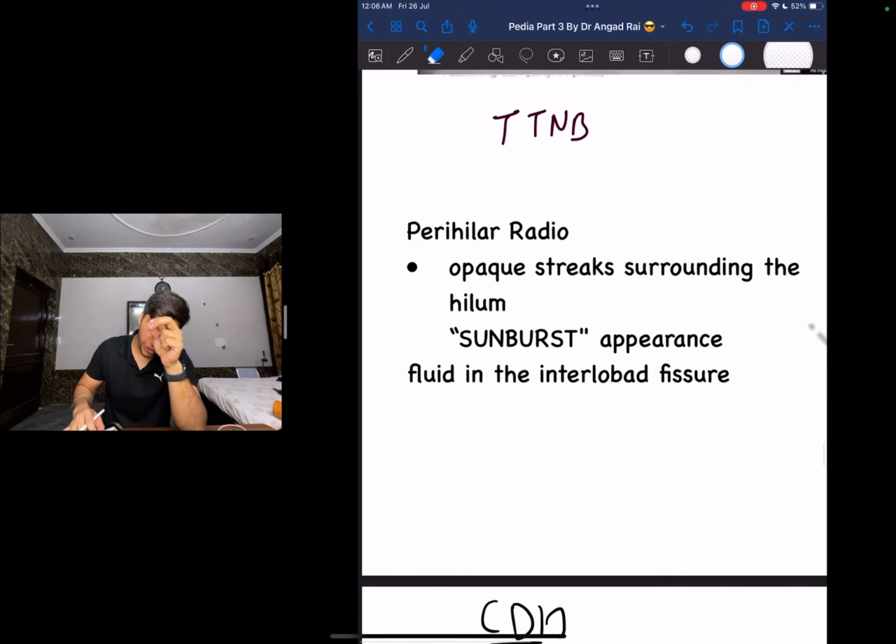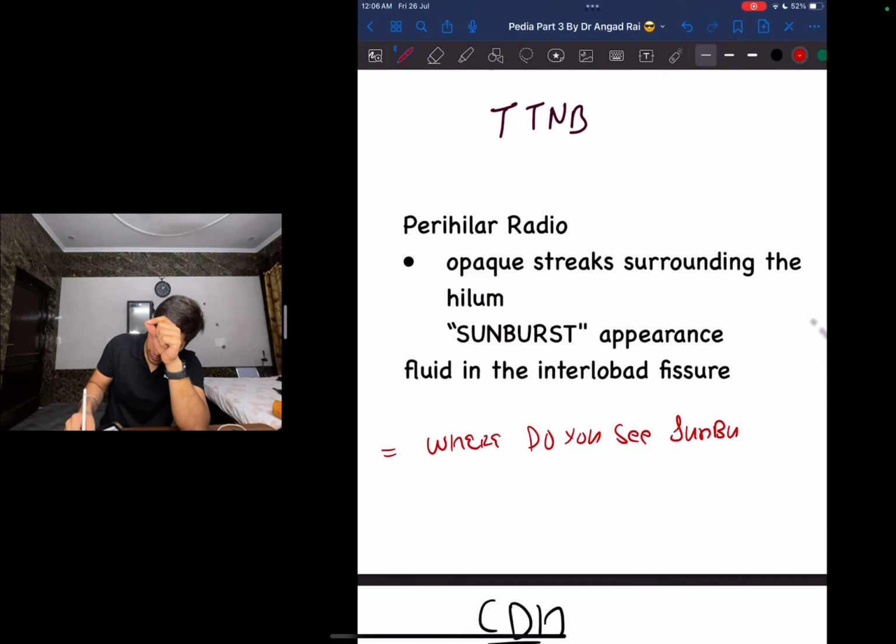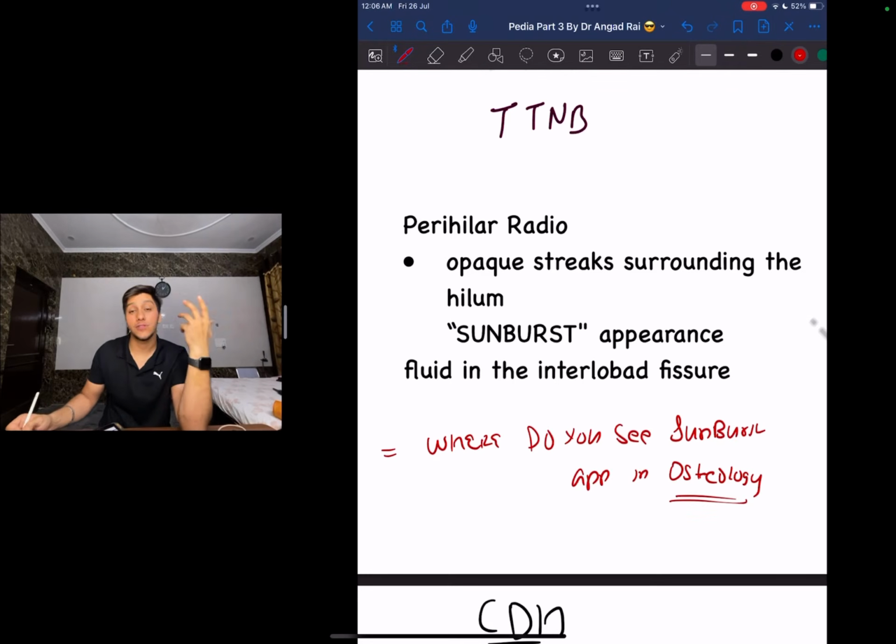So now I want you guys to comment below, where do you see a sunburst appearance in osteology? In case of bone tumors, mark it and comment below, okay? Because we have to study in an integrated way. So tell me, where do you see it?